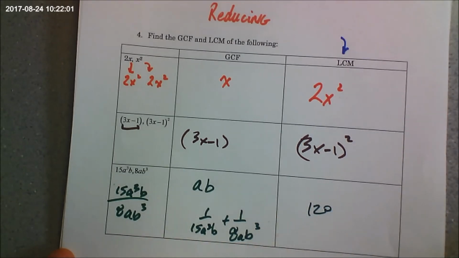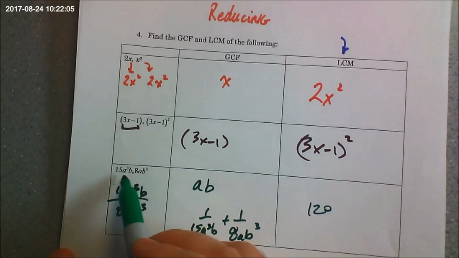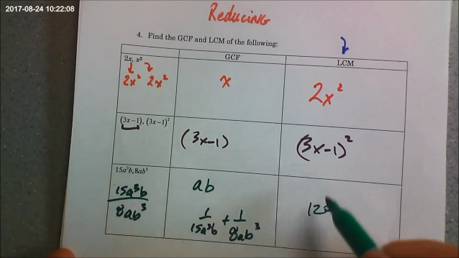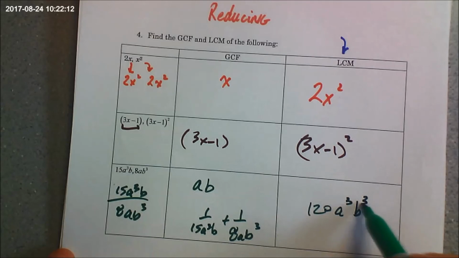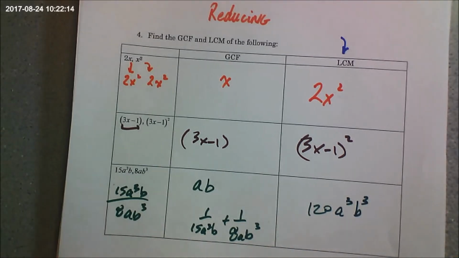120. And then I can make a into a cubed, right? And a cubed is already itself, and I can make b into b cubed, right? That's it. Yeah. You go, girlfriend.